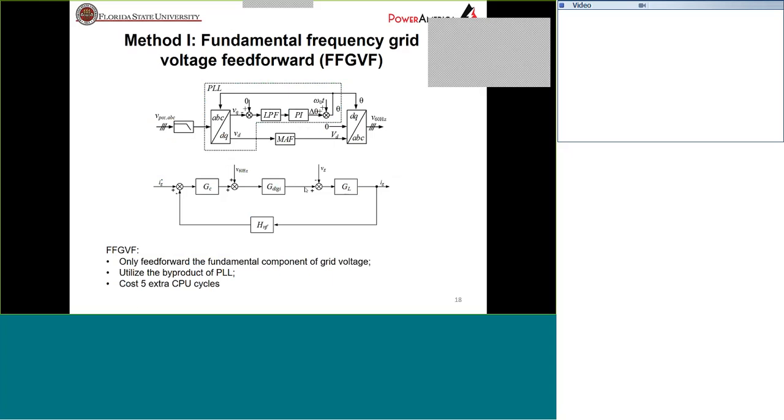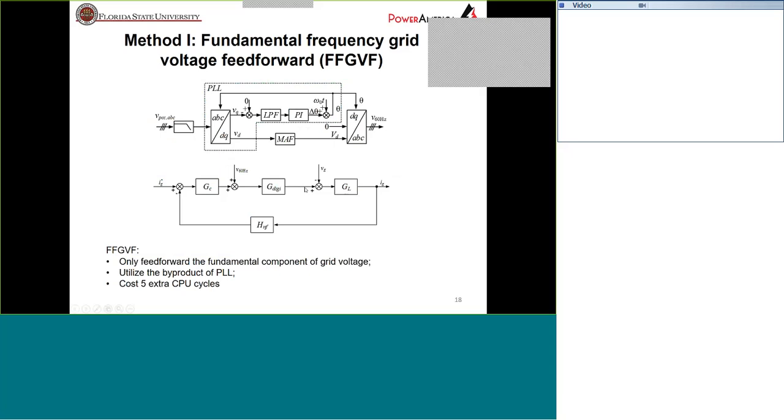So our method, the first one is quite straightforward. We just remove the grid voltage feedforward. Some people may think that this can bring some issues, right? In almost all grid connected inverters, we have to have grid voltage feedforward to compensate for the harmonics, to know what the grid voltage is.